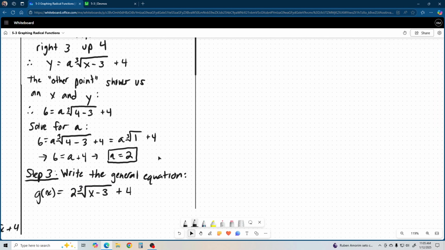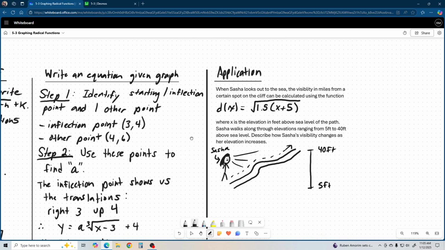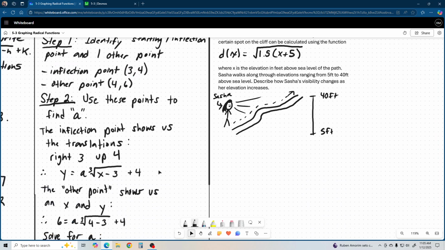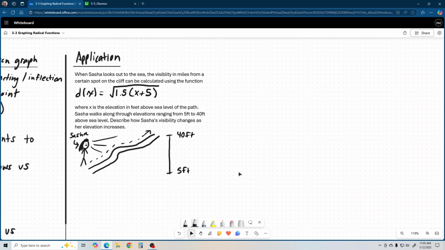That's it. All you have to do, like I said, the key takeaway is to find the inflection point, or the starting point if it's a cube root or if it's a square root, right? And then we're going to use our other point to plug everything in, solve for A, and go from there. All right, awesome. So let's do one more problem. Let's do an application problem here.